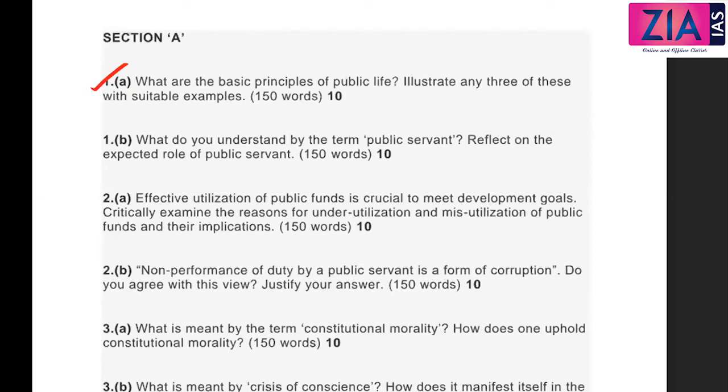Now you see, this is a question which we have already discussed: the basic principles of public life, various values associated with public life. From the civil servant's point of view, we have discussed. From the governance point of view, we have discussed. From probity in governance, we have discussed. In fact, this question also we have discussed, if you remember. So can you tell me what are the basic principles of public life, or what you will write here? You can simply write the Nolan Committee recommendations or the Nolan principles here.